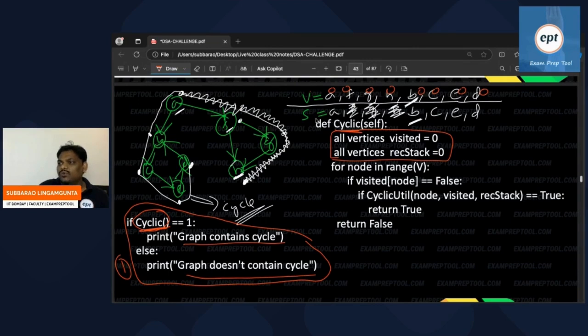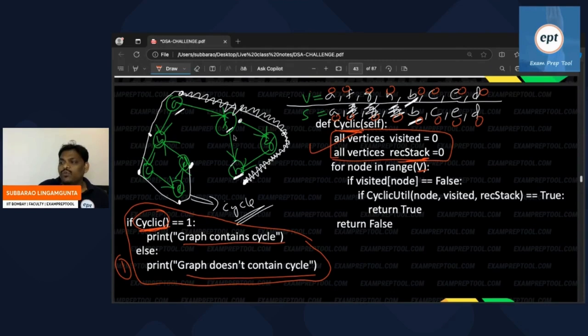In the stack array also, every vertex is initially 0. So for all vertices, widgeted is 0 and stack contents are also 0 initially. Now take one for loop, everyone listen, in the range of v.